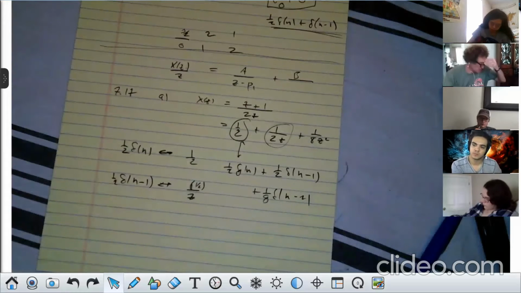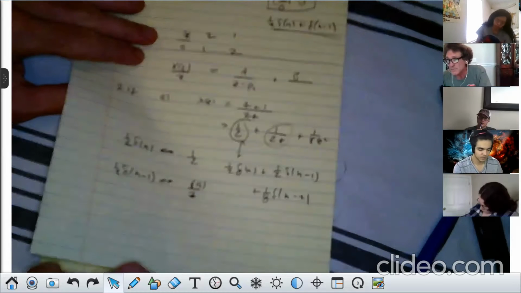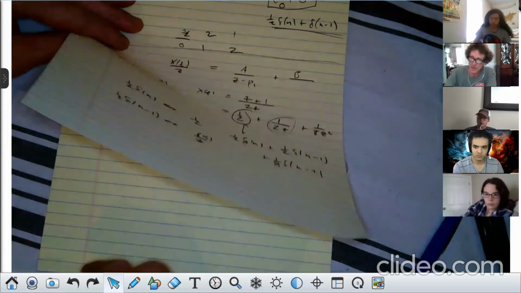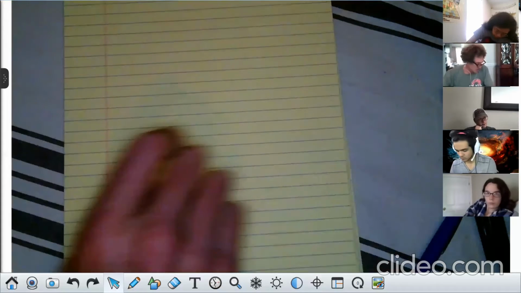Now, I'm going to do part D. And this is, again, an inverse Z transform. This time, it pays to divide by Z. Please work this with me. If you've got a piece of paper and a pen, just work it with me. Don't look at the solutions. Just go down here and try it.